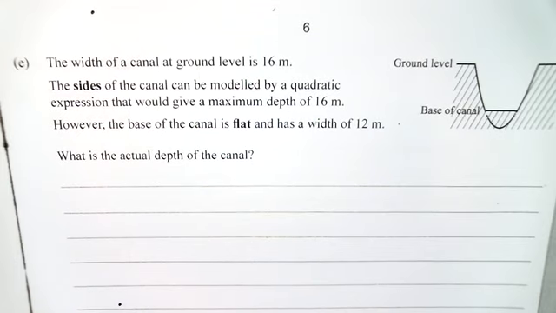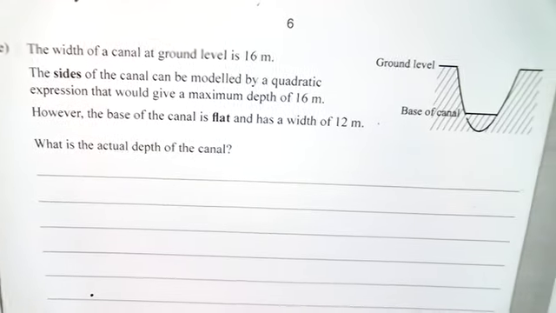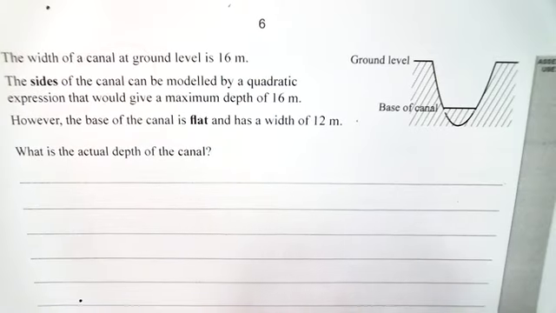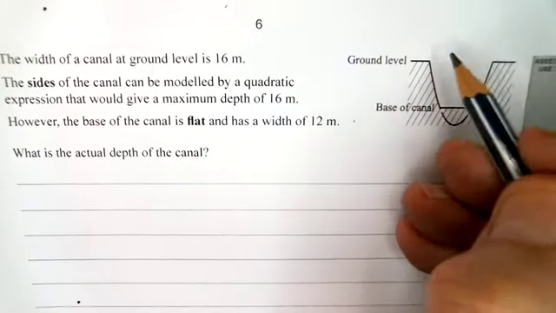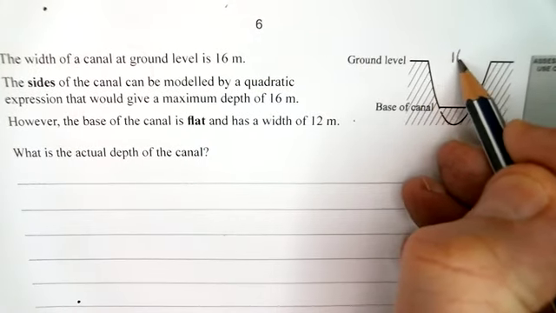All right, let's have a look at question 2e. This is the last of the number 2 questions from the 2012 NCEA final exam. It says the width of a canal at the ground is 16 metres. So this is the ground level, so we know that from here to here is 16 across.